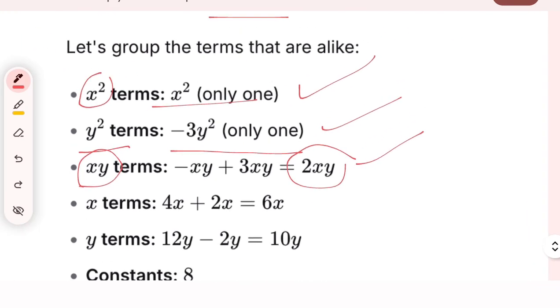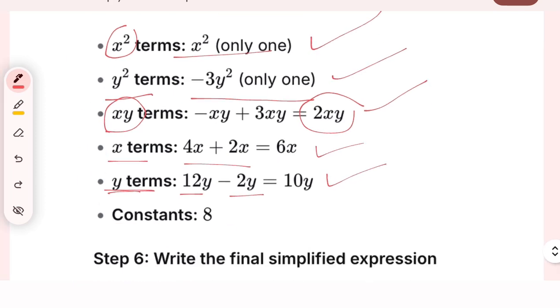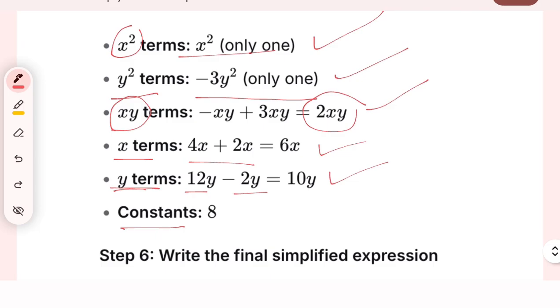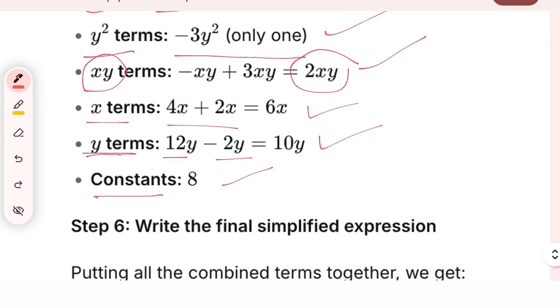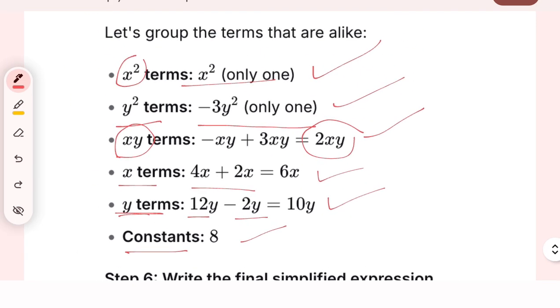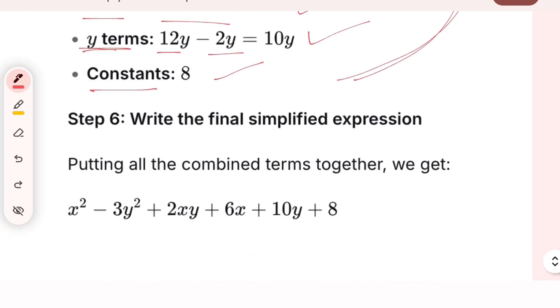So next, we need to combine all the x terms. So these are the things that we could find. So you combine those two, 6x. Combine all the y terms. We have 12y minus 2y. The answer is 10y. And finally, combine all constants. In this case, there's only 8. Once we have everything there, you just combine all of this into one expression.